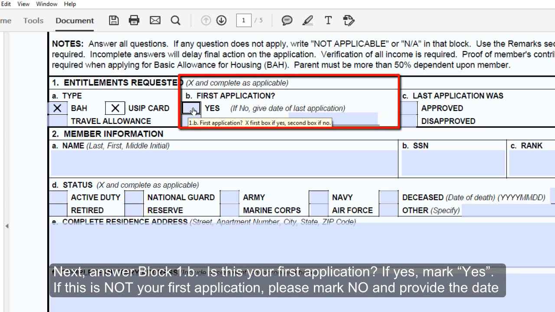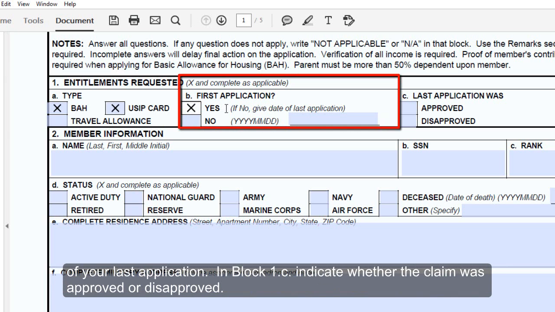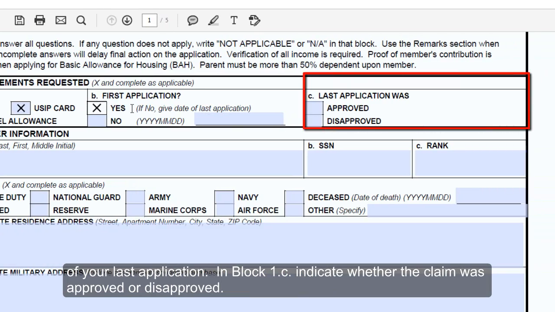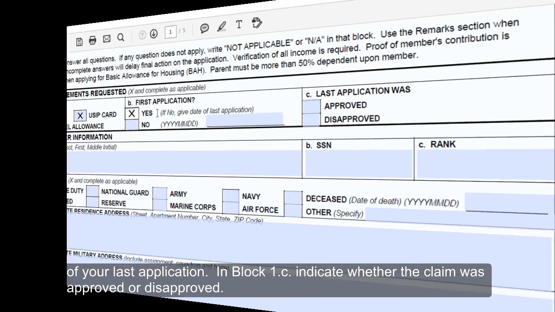Next, answer Block 1B. Is this your first application? If yes, mark yes. If this is not your first application, please mark no and provide the date of your last application. In Block 1C, indicate whether the claim was approved or disapproved.